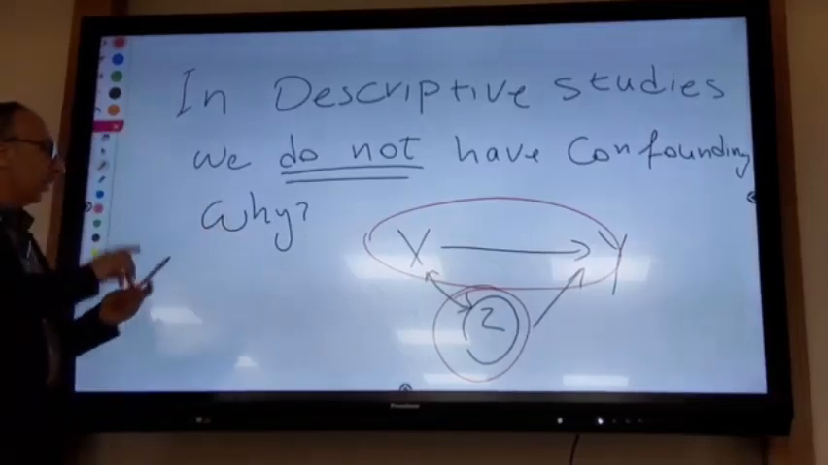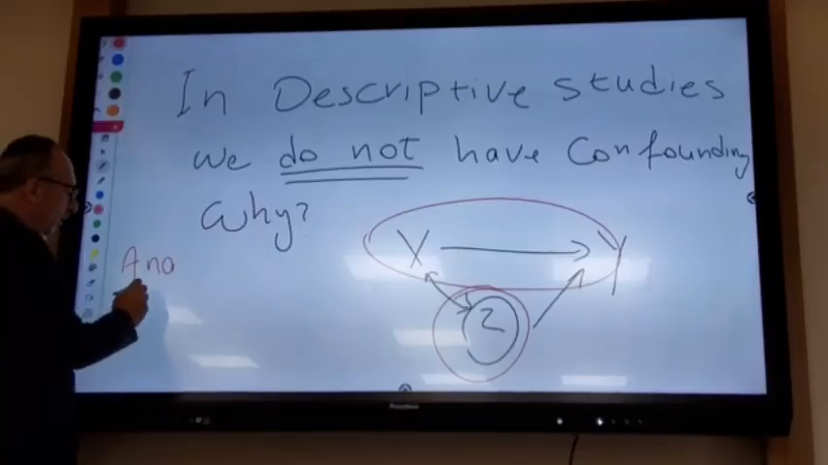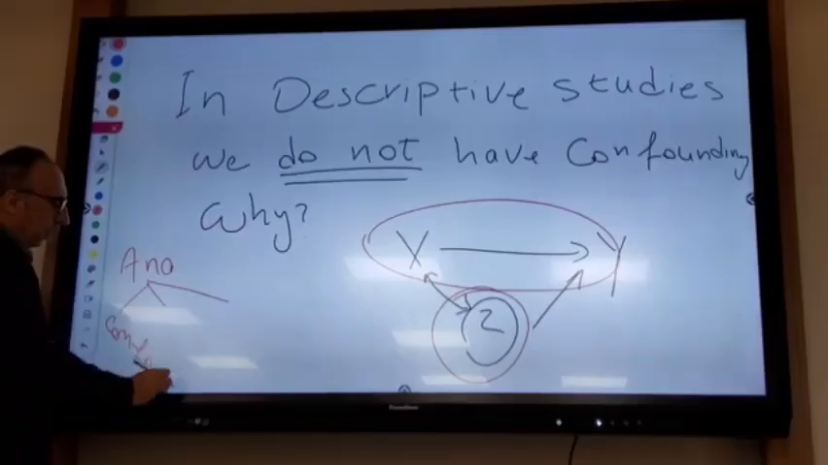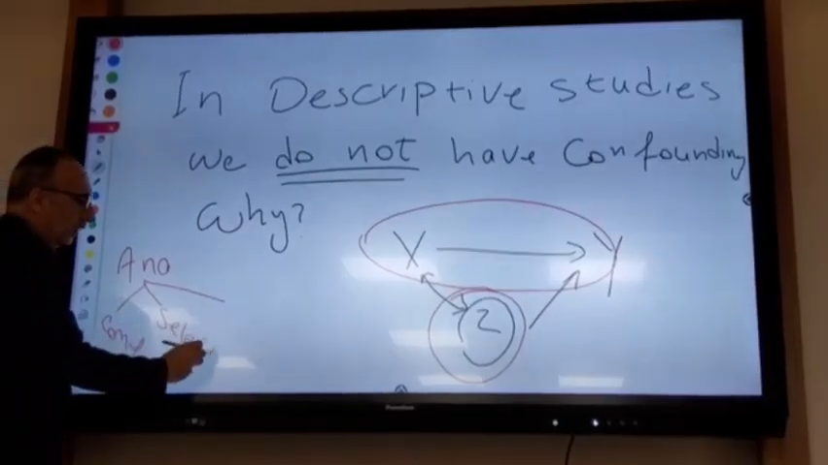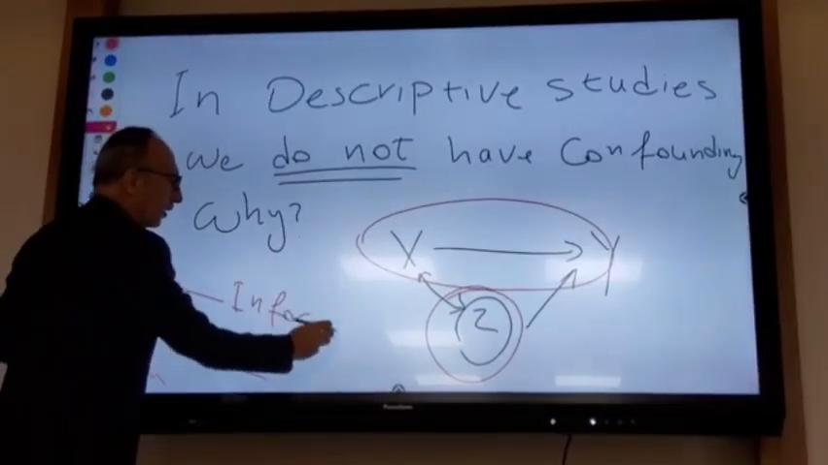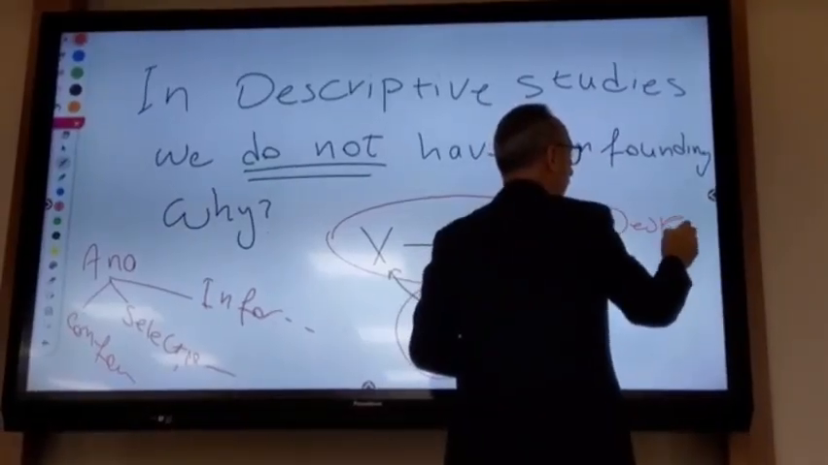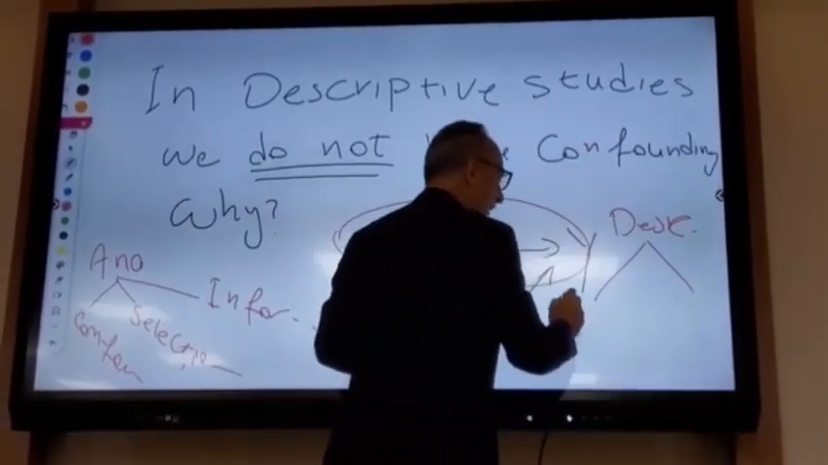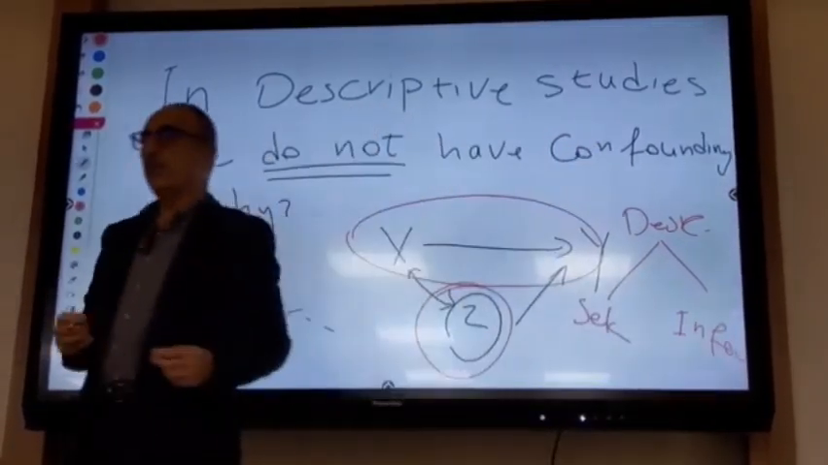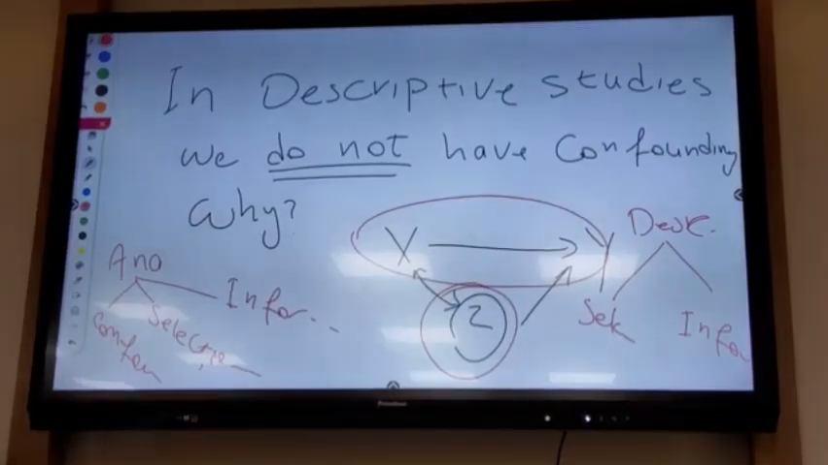So in analytical studies, we have three problems. What are these three problems? First, confounding. Second one, selection bias. And third one, information bias. What about descriptive studies? We have just two problems: selection bias and information bias, because we do not evaluate any relation between variables in descriptive studies.